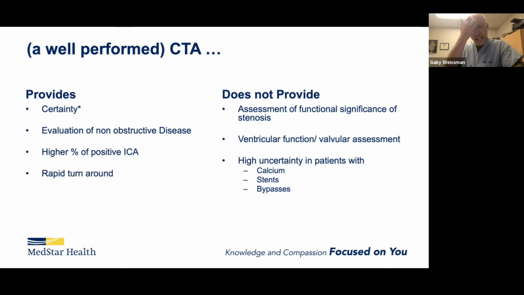So how do I look at it? Well, a few slides on that. One thing is a well-performed CT gives you certainty. If it's normal, it's normal. It gives you non-obstructive disease. And if you go on to send the patient for a cath after the CT scan, there's a lot of data to suggest that your cath is much more likely to be positive and your patient is much more likely to get an intervention than if you use the stress test. Rapid turnaround: the CT we know is a pretty quick test. What it doesn't do is give you functional information, nor does it give you the functional significance of the stenosis. And in patients with coronary calcium, stents and bypasses, the level of uncertainty goes up.